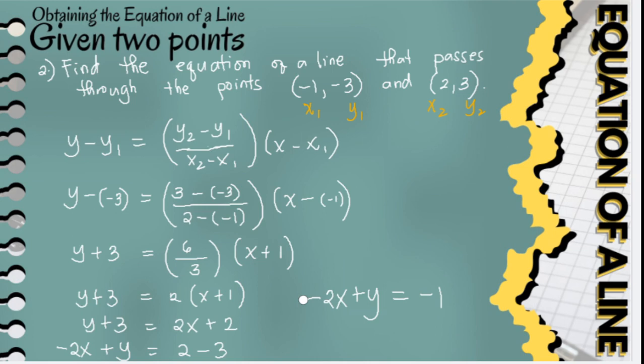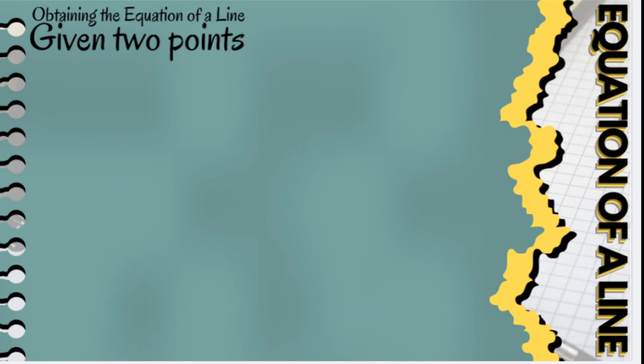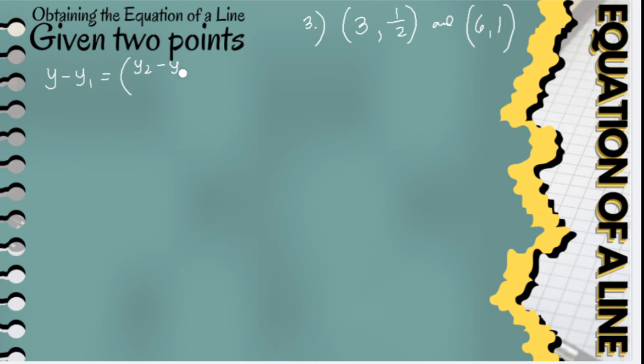Okay, let us have another example. So, how about if the given points, so ilagay ko na lang yung points ah. So, if the given points are 3 and 1/2 and 6, 1. Okay. Again, our formula, we have y minus y sub 1 is equal to y sub 2 minus y sub 1 over x sub 2 minus x sub 1 times x minus x sub 1.